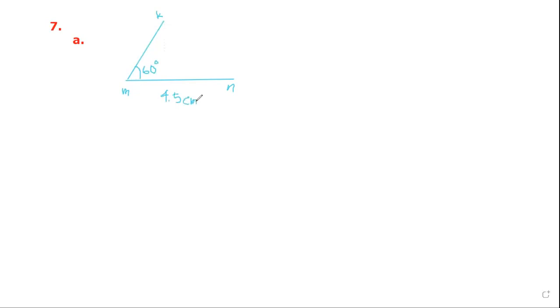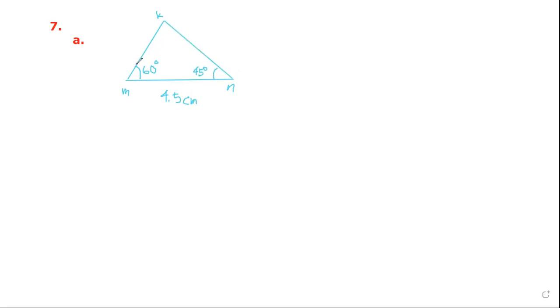Okay. Then angle MNK is 45 degrees. So from here to this one is 45 degrees. Okay, so this is now 45 degrees, and this will be your answer for letter A. Your triangle will be looking like that.